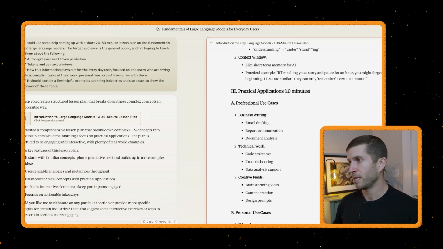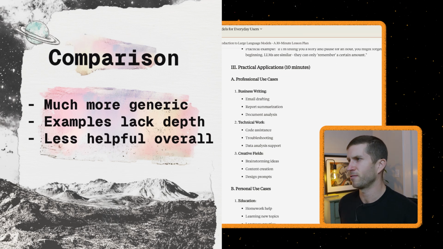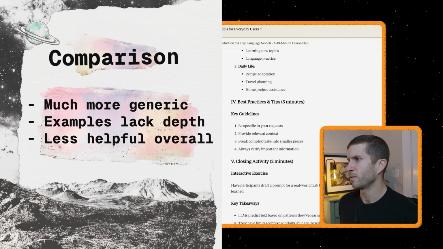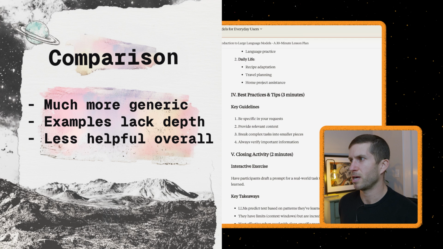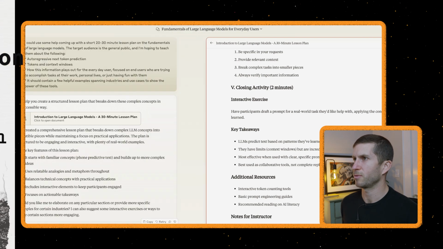The practical application side of things, we've got business writing, technical work, creative fields. It's sort of just saying, hey, these are the things that LLMs are really good at. And then let's see what we got next. Best practices and tips. So yes, they're sort of just general key takeaways, high level, not super specific.